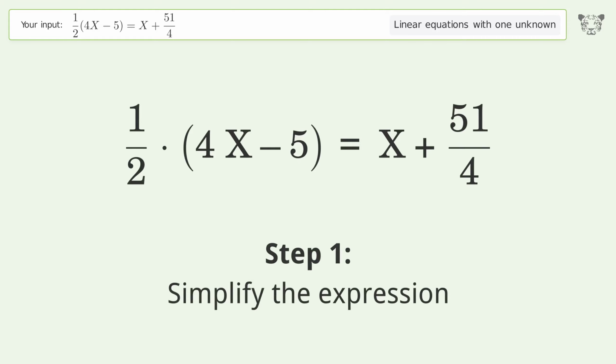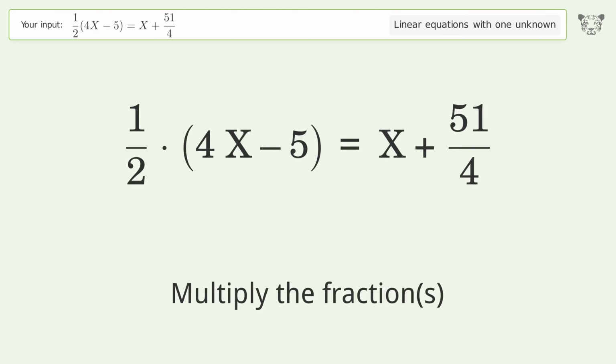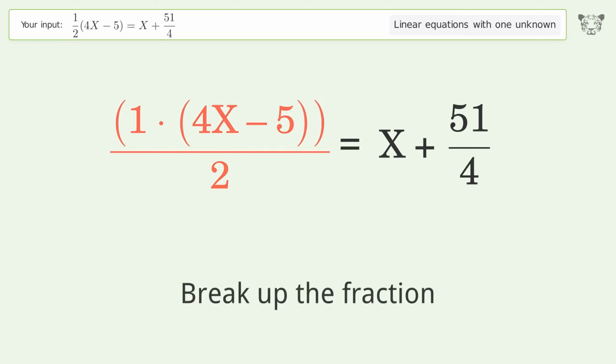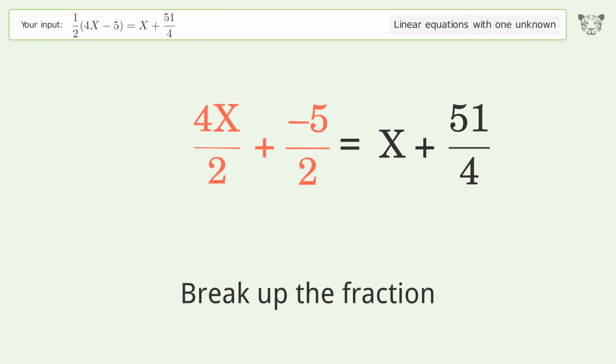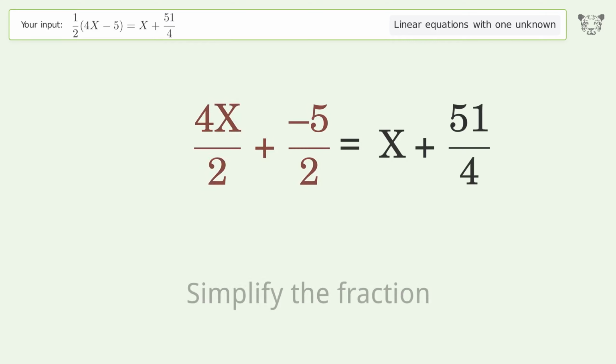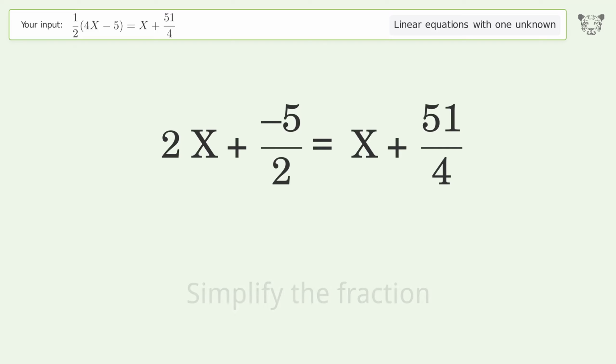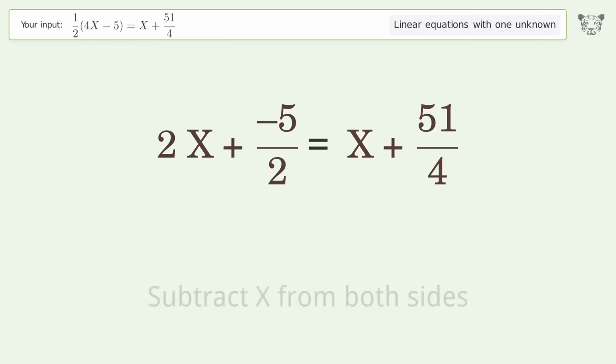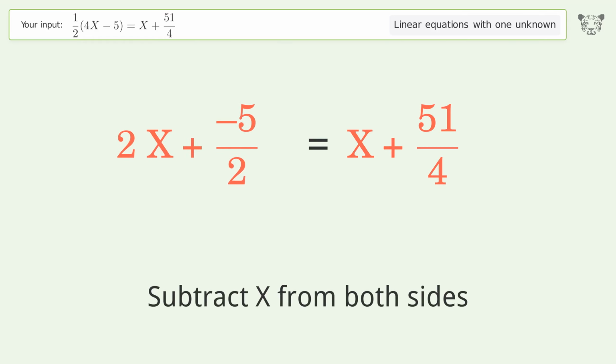Simplify the expression. Multiply the fractions. Break up the fraction. Simplify the fraction. Group all x terms on the left side of the equation. Subtract x from both sides.